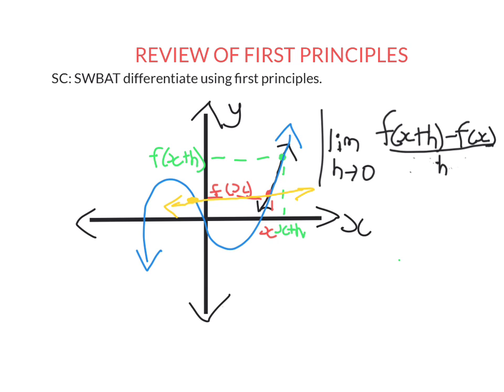This gives us the first derivative, which is f dash x. It is equal to the limit as h approaches 0 of f of x plus h minus f of x, over h. So let's look at some examples where we'll actually use this formula.